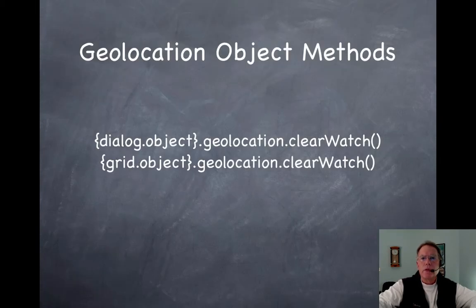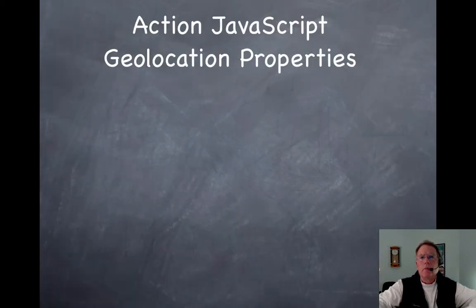The object methods that are important to you are the dialog or grid object geolocation.clearWatch method. There are basically two things that you can do with the Geolocation API. One is a one-shot deal, get me the current location, and the other is to watch the location. And what will happen then is, as the location changes, the geolocation object information is updated. If you're using the watch, you've got to make sure that you clear it out at some point.